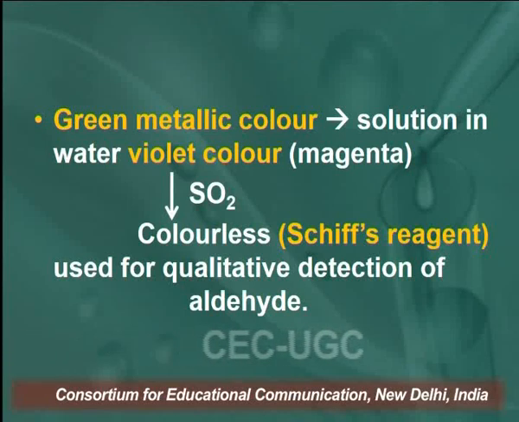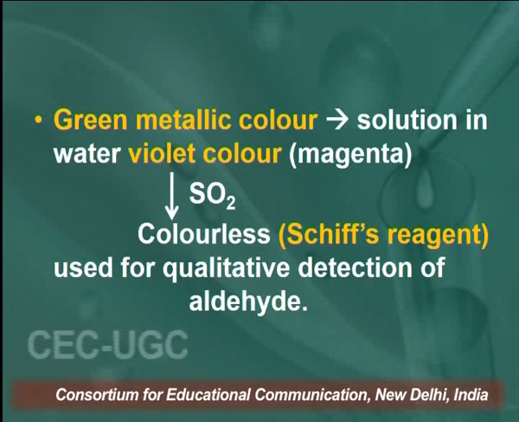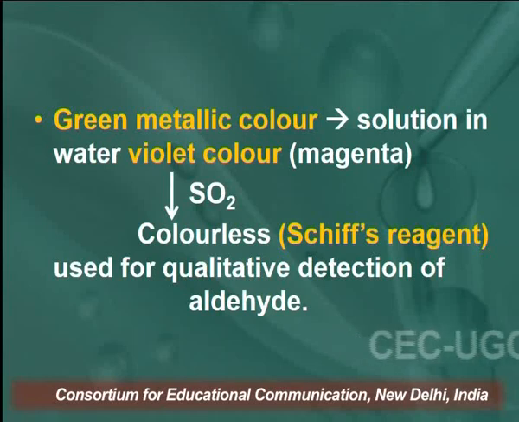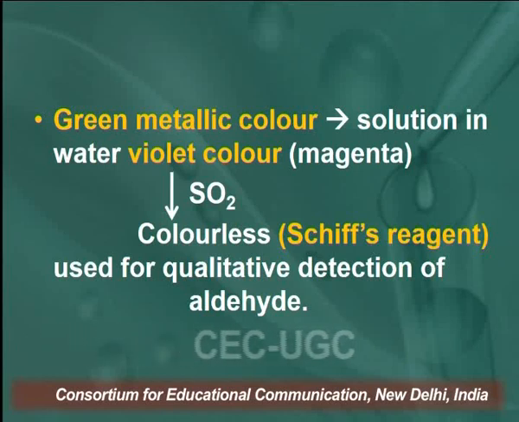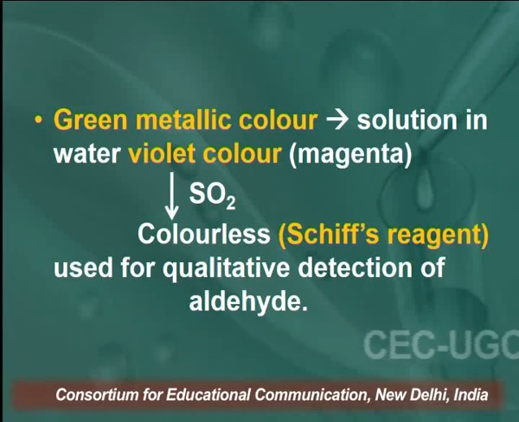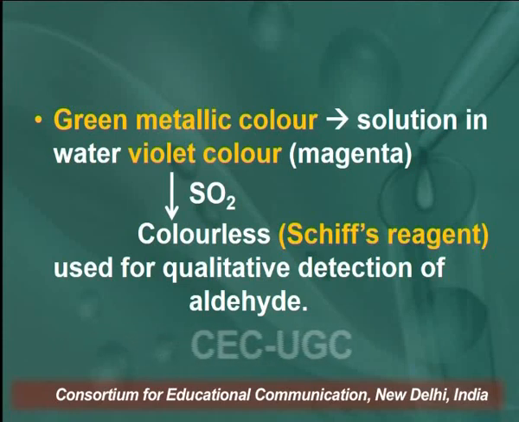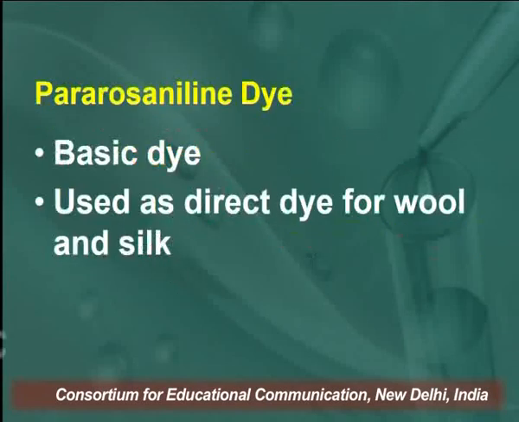When we add SO2, sulfur dioxide, we get a colorless Schiff reagent. Due to that, this dye is used for qualitative detection of aldehydes. So we can use this dye in qualitative detection of aldehyde, or industrially for dyeing material also.